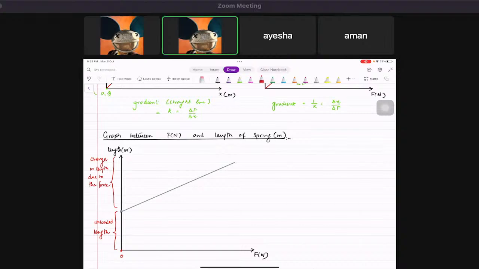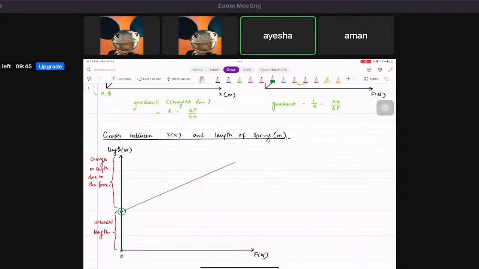Aisha, if you look at this part, right? Only this part here. So at this part, you see 0 force, but you see some length, right? What does that indicate? That indicates that when there was no force applied, there was some length. So this length would mean that this is the length of the spring when there was no load on it. Do you understand?